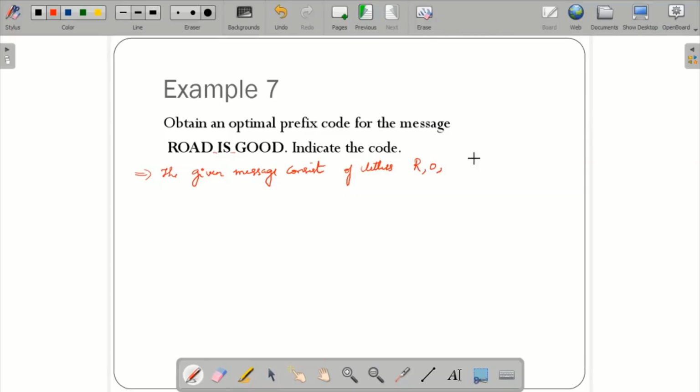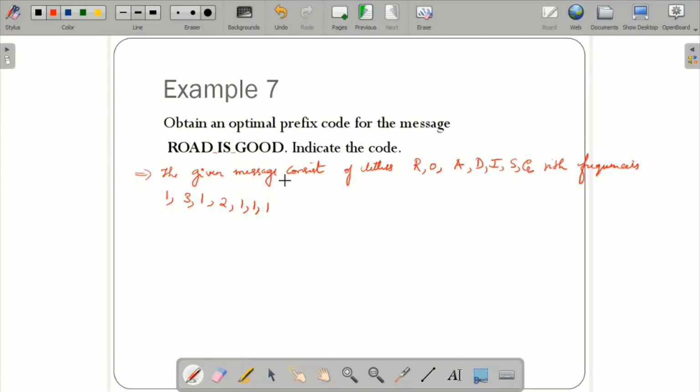R, O, A, D, I, S, G, with frequencies. R is repeated once, that is R is 1, and O is repeated thrice, and A is repeated once, and D is repeated twice. If you see, D is twice, I is once, S is 1, and G is also 1.